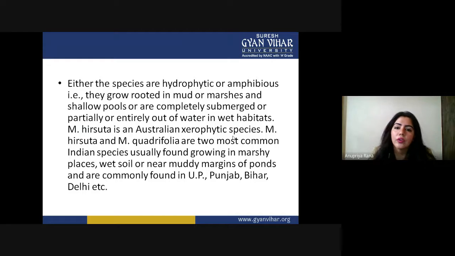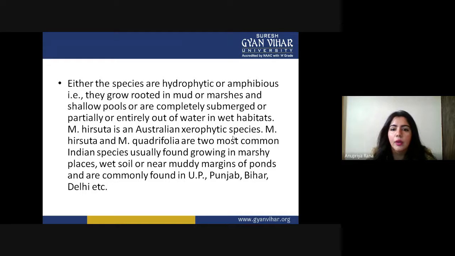So they grow rooted in mud or marshes, meaning their roots can be present inside the mud and marshy area, like some swollen pool or something which is watery but not exactly like a water body, but yes, they have more composition of water in their mixture. So marshes, shallow pools, or completely submerged or partially or entirely out of the water in wet bodies. These are the conditions in which our Marsilea plant can be present.